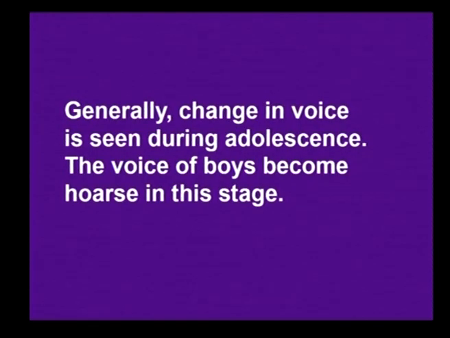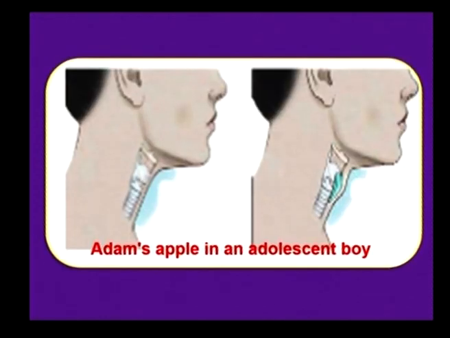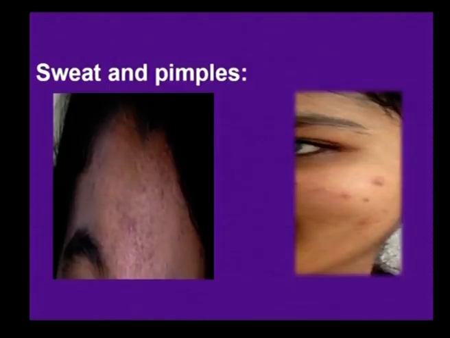Generally, change in voice is seen during adolescence. The voice of boys becomes hoarse in this stage. This is the Adam's apple in an adolescent boy. This is caused mainly by some male hormones during adolescence. Adam's apple is actually a prominent growth of our voice box or larynx. Sweat and pimples are common in adolescent boys and girls.